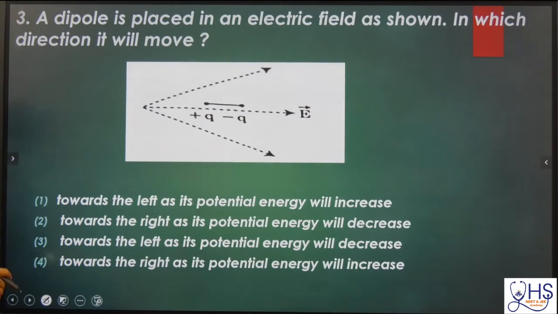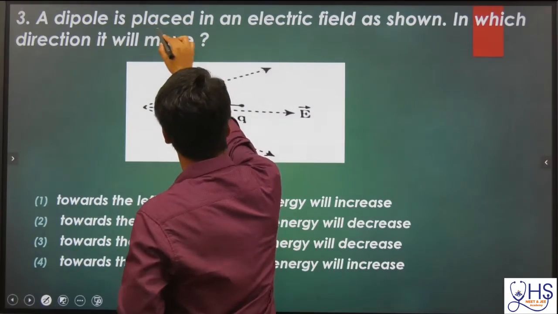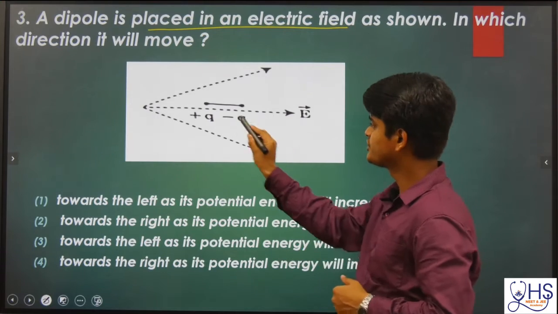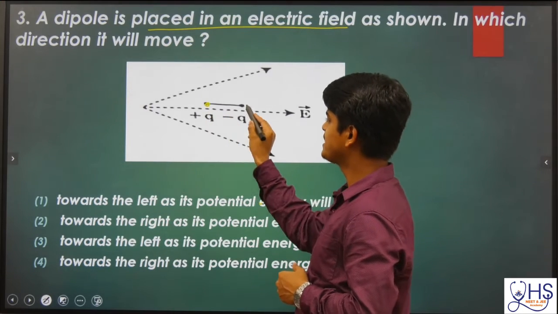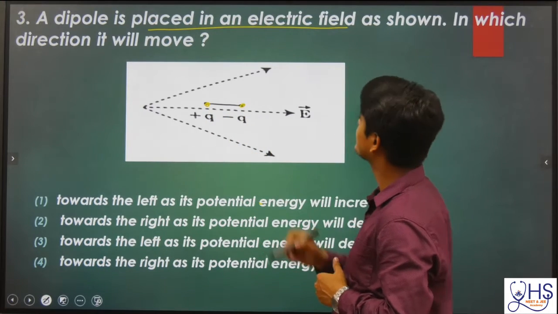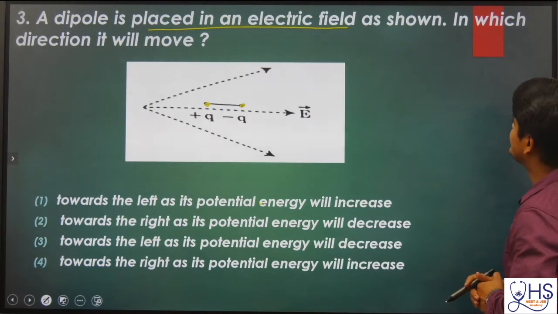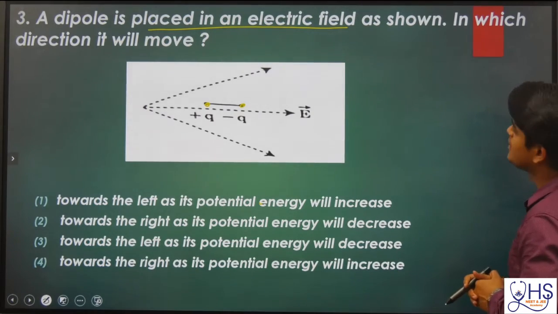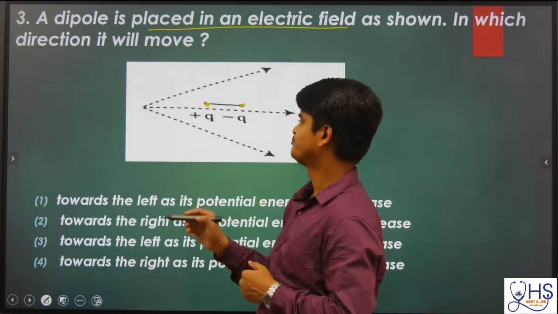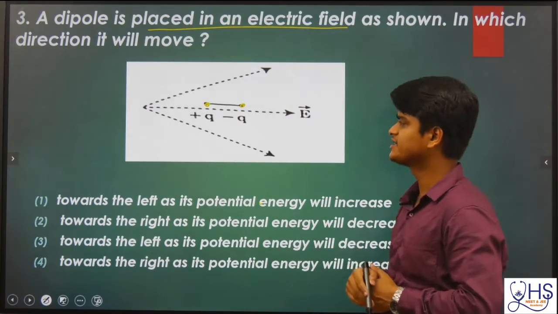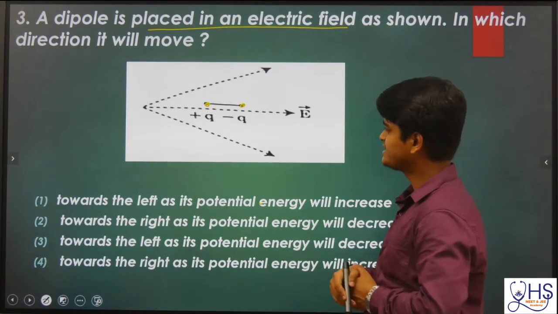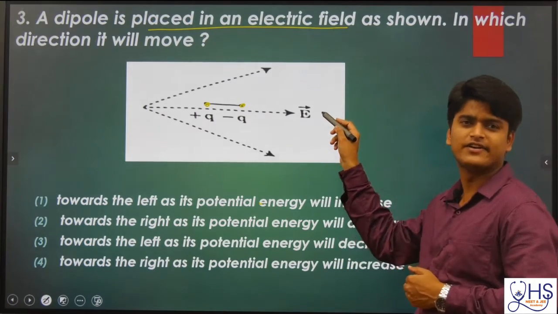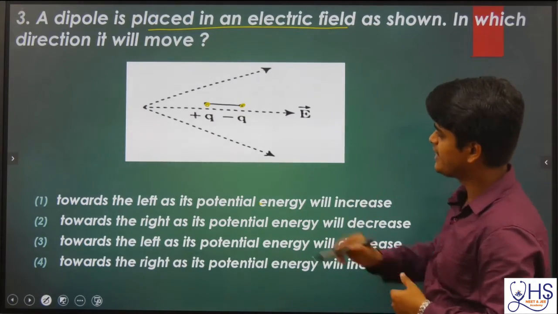Here it is given that a dipole is placed in an electric field. So this is the dipole, with one positive charge and one negative charge, plus q and minus q, present in an electric field as shown in the figure. In which direction will it move? Now they are asking which direction this dipole will move. Now listen here, this is the electric field E given, and some diagram is given like this.